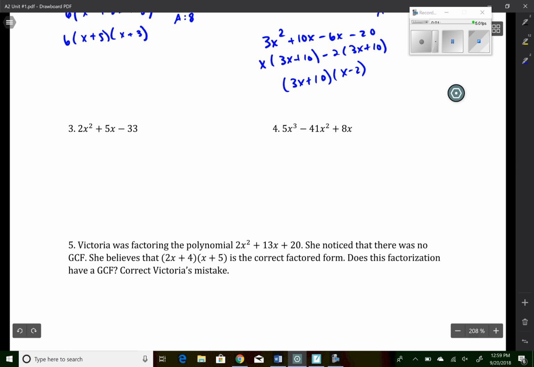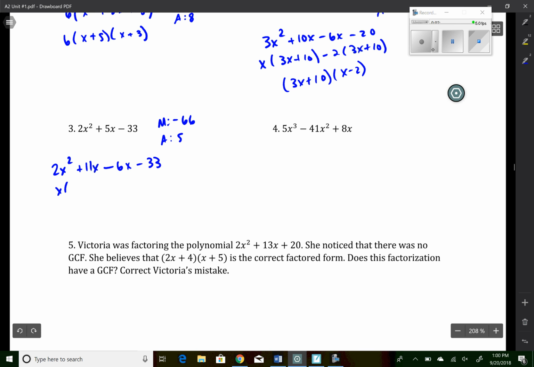The next one, also no GCF, so multiply the first and last together, negative 66, and it adds to make 5. So that's going to be 11 and 6. So we'll do 2x squared plus 11x minus 6x minus 33. If you're not good with mental math, use your calculator. Divide 66 by 2, by 3, by 4, by 5, by 6, and keep dividing by numbers until the difference of them becomes 5, because we have a negative involved.